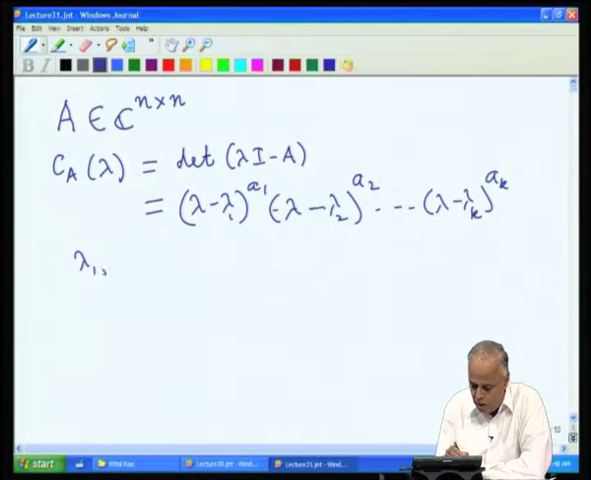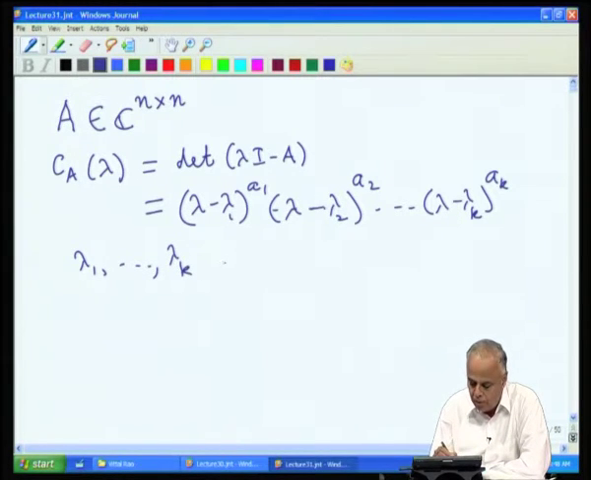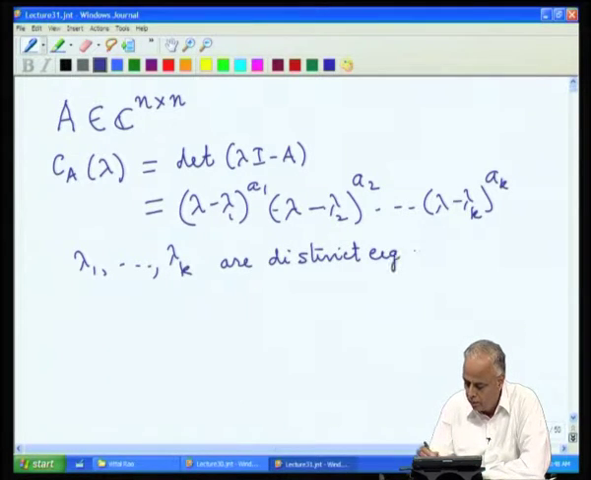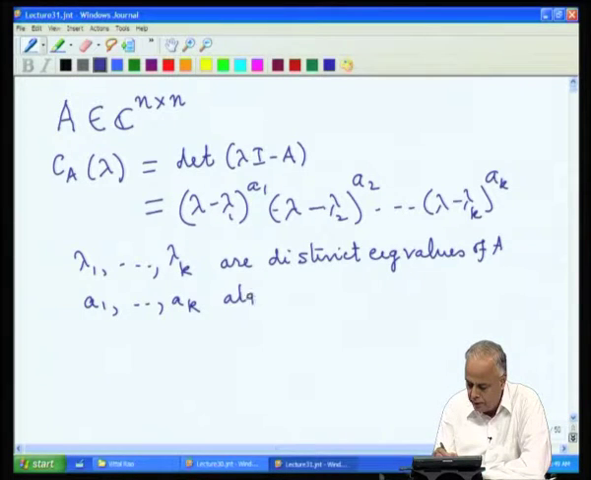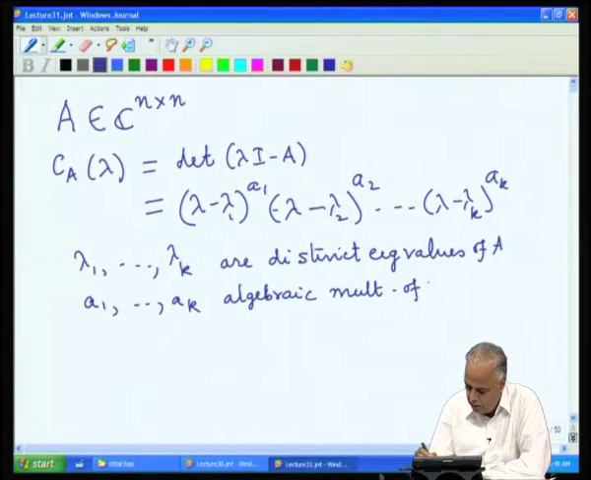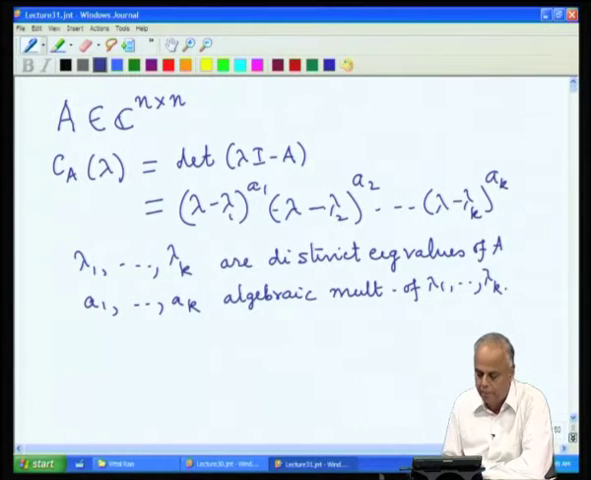The lambda 1, lambda 2, lambda k are the distinct roots of the polynomial, and they are the distinct eigenvalues of A. And the a 1, a 2, a k are called the algebraic multiplicities of these eigenvalues lambda 1, lambda 2, lambda k.